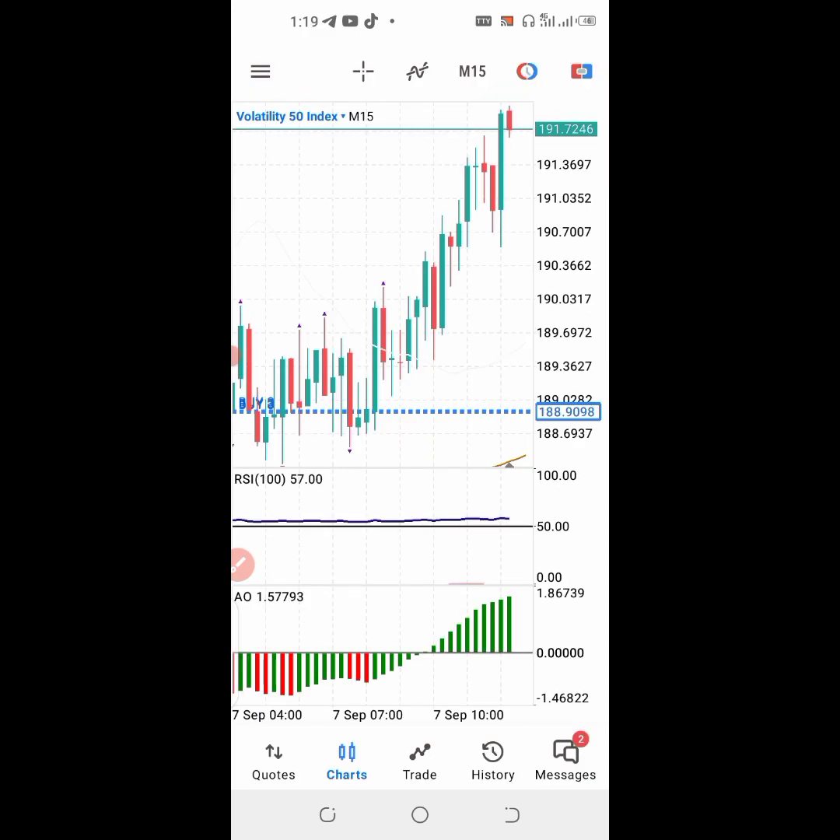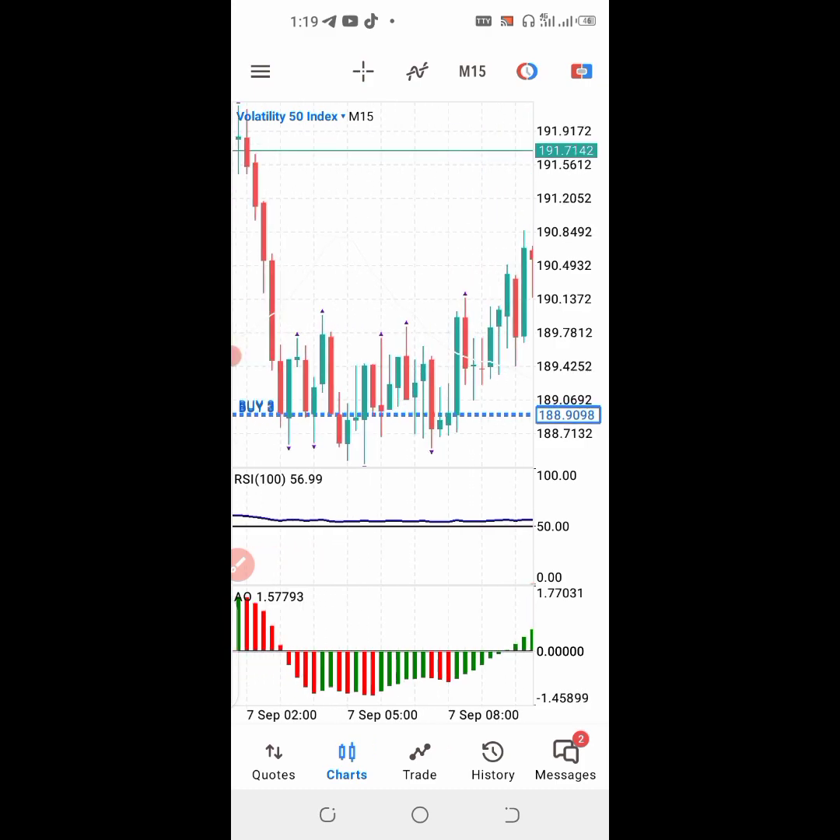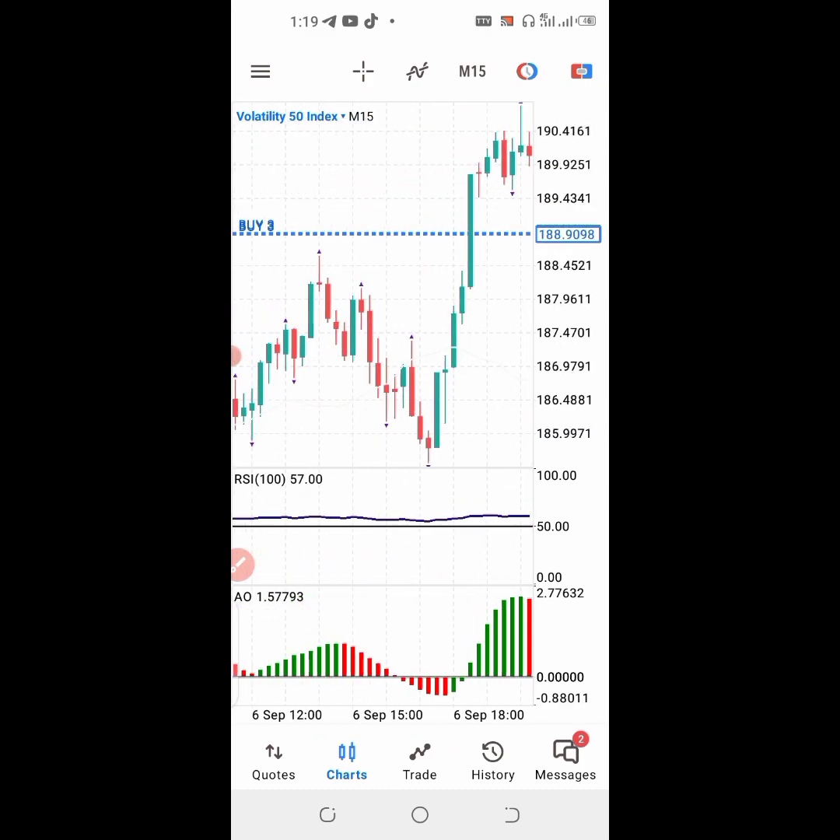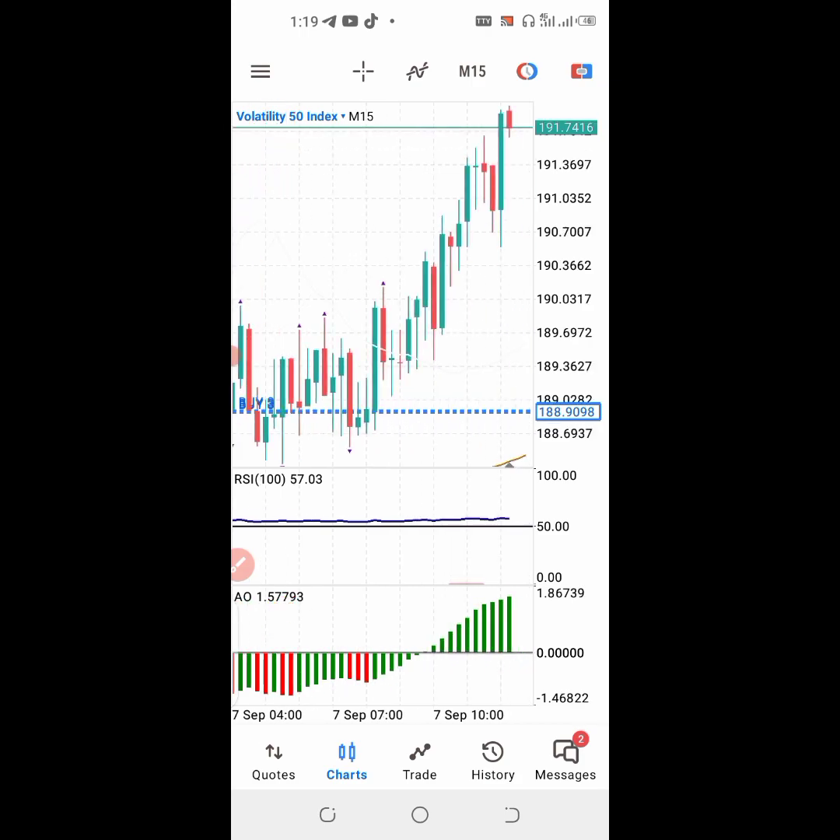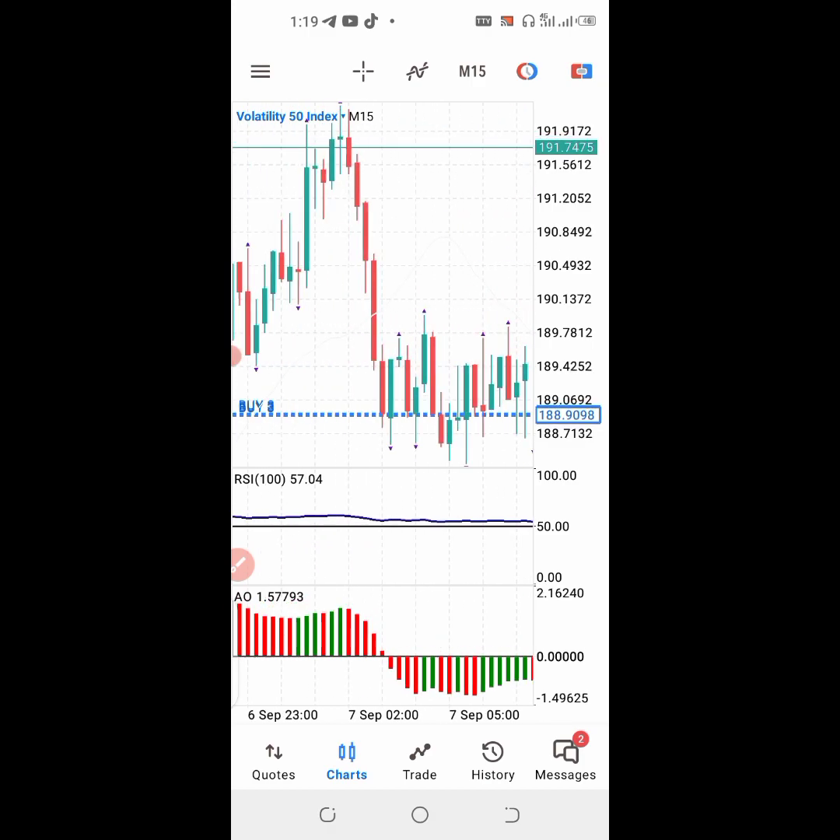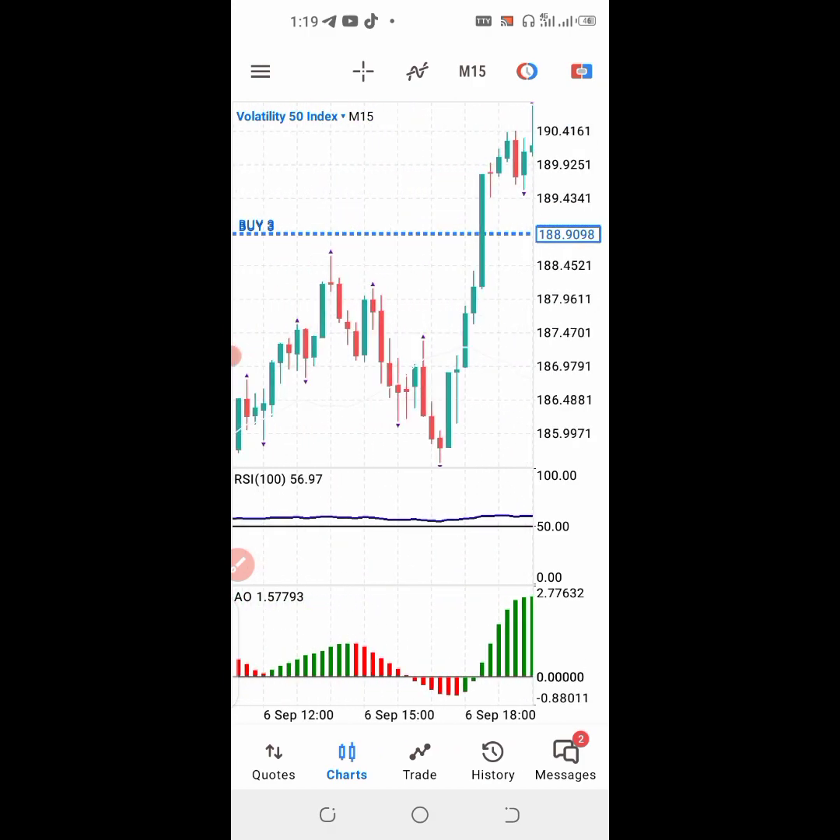What are we looking at before we enter this trade, guys? We are looking at the main chart now. Our candles are above the moving averages on our main chart, showing us that it's buying, and our RSI indicator is above the 50 level. That's a strong buy, guys. So what you'll be looking at is where you will enter your trade.